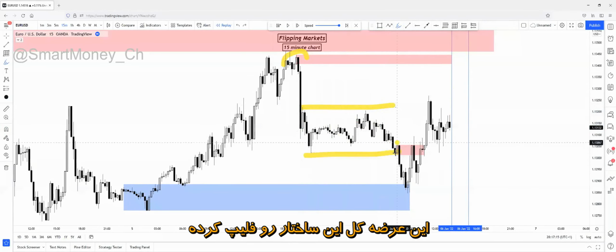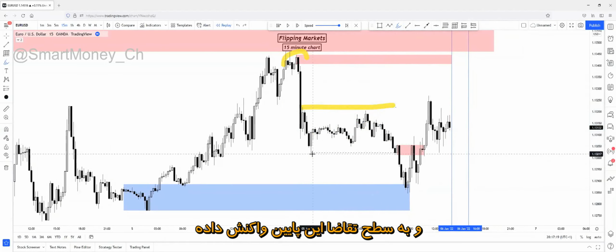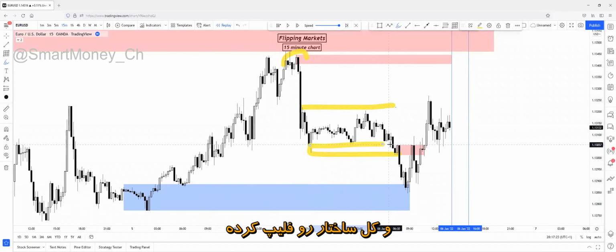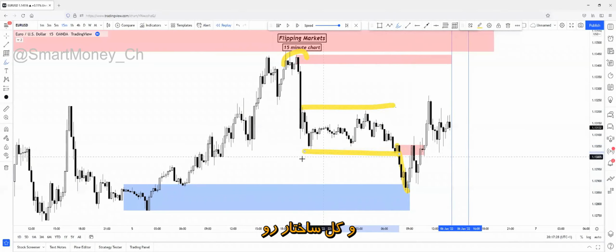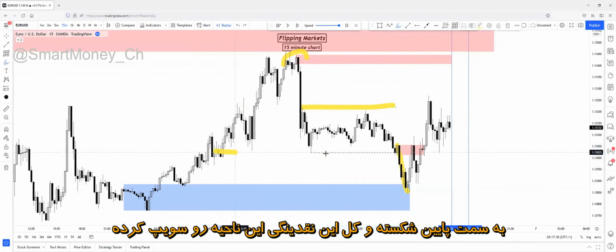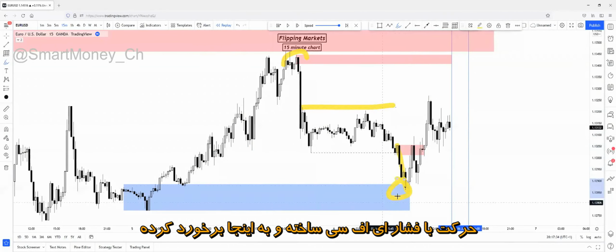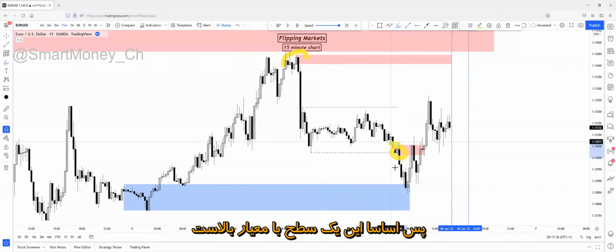And basically, this supply zone flipped the whole structure here, reacted on this demand zone down here, or on some structural level here, flipped the overall structure and broke structure to the downside, swept the liquidity from this region, swept the liquidity from this region, created an efficient push and tapped the zone. So basically, this is a high criteria zone.